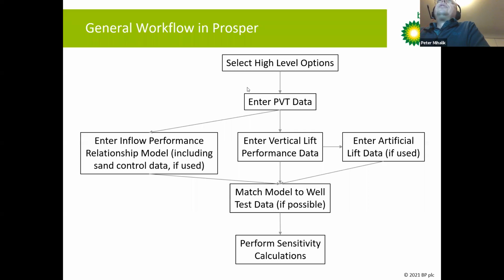You then move on to either entering your inflow performance relationship model or entering your wellbore description, which is basically your vertical lift performance data. You can do it in either order, it doesn't really matter. You can do vertical lift performance stuff first. Once you've done that, you can enter artificial lift data if you're using it. It could be gas lift, it could be ESP lift, jet pump lifted models. There's lots of options.